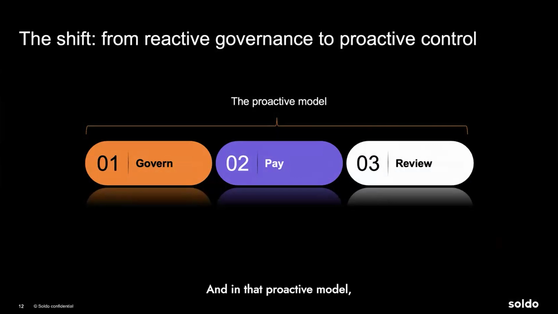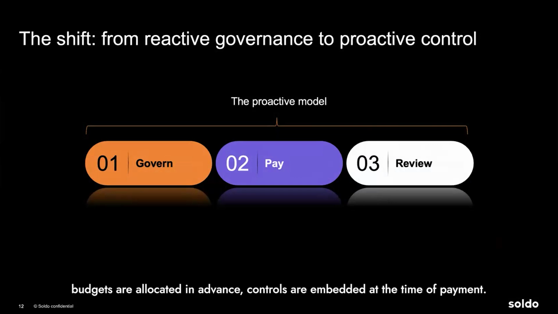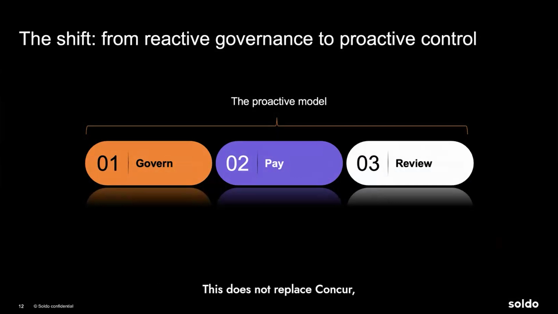And in that proactive model, budgets are allocated in advance, controls are embedded at the time of payment, spend is aligned to a cost center or a project or a customer at source, and the review process becomes validation, not discovery. This does not replace Concur. What it does is it reduces the noise inside Concur.